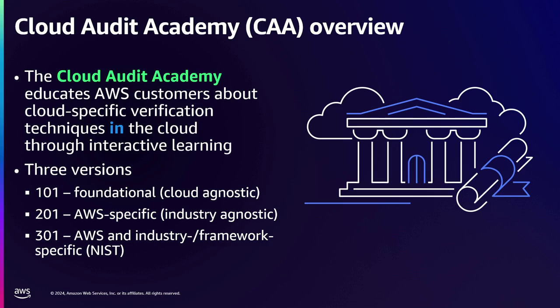And then our 301 version is the industry or framework-specific one. We've got one for NIST and PCI so far, and we're continuing to build them out. But that is another one that is 2 days, full-length, instructor-led training that provides all those sort of details from an industry perspective on how our customers can apply those compliance practices within AWS.